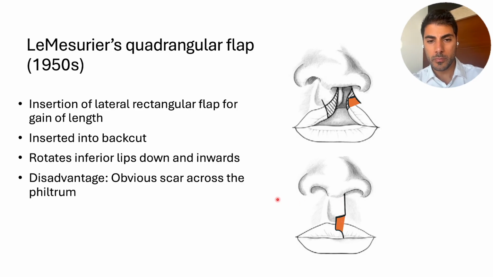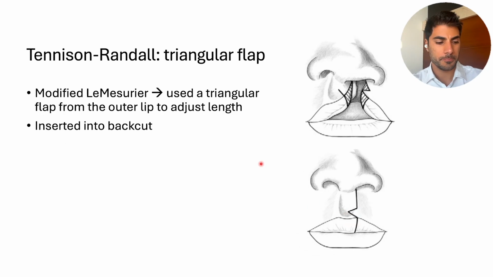Okay. The disadvantage of it is that, as you can see, we have an obvious scar in the middle that crosses the philtrum. And then Tennison and Randall came into play also. So what they did is basically the same thing, but a triangular flap to make the scar less obvious. So they are taking a triangular piece of tissue, inserting it here into the back cut.